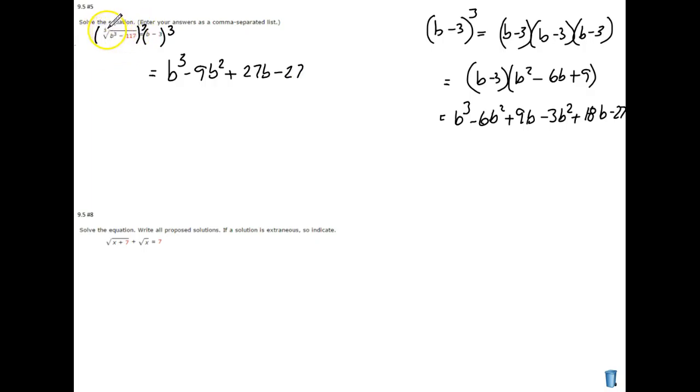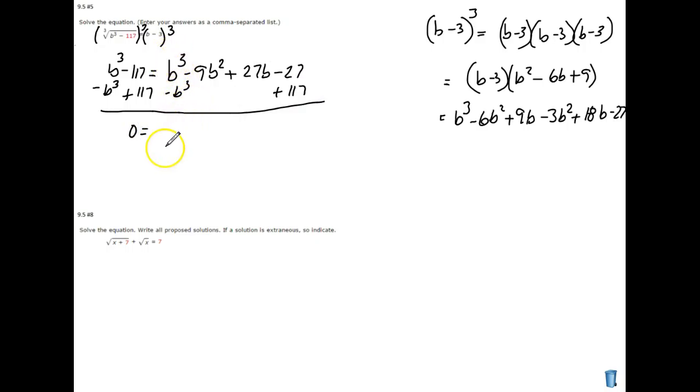This side of the equation, notice I have the cube root, and then I'm raising it to the third power, so the cube root and the third power cancel, so I'm left with b to the third minus 117. In order to solve this, I have to get all of my terms on one side of the equation. So I'm subtracting b to the third, and I'm adding 117. And I'm just trying to line them up where they belong, so that the like terms. My b to the thirds are going to cancel. I have a minus 9b squared plus 27b. And then 117, if I subtract 27, that's going to give me a positive 90.